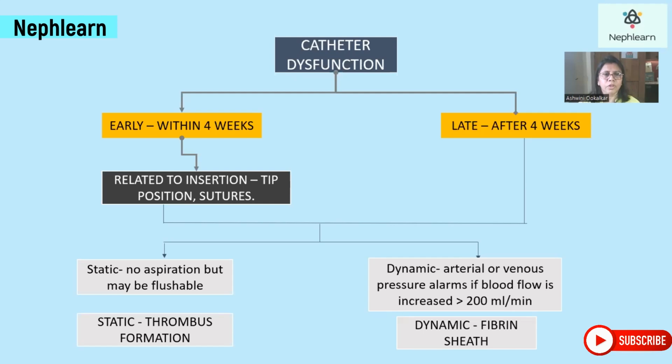Both early and late dysfunctions may be static. That is, very often we can see where we can flush a catheter, but we cannot aspirate blood from the catheter. And this is an indication that there is probably a thrombus formation there. Or they may be dynamic, in which the arterial and venous alarms buzz if we try and increase the blood flow to more than 200 ml per minute. And this is called a dynamic dysfunction and commonly happens because there is a formation of a fibrin sheath.